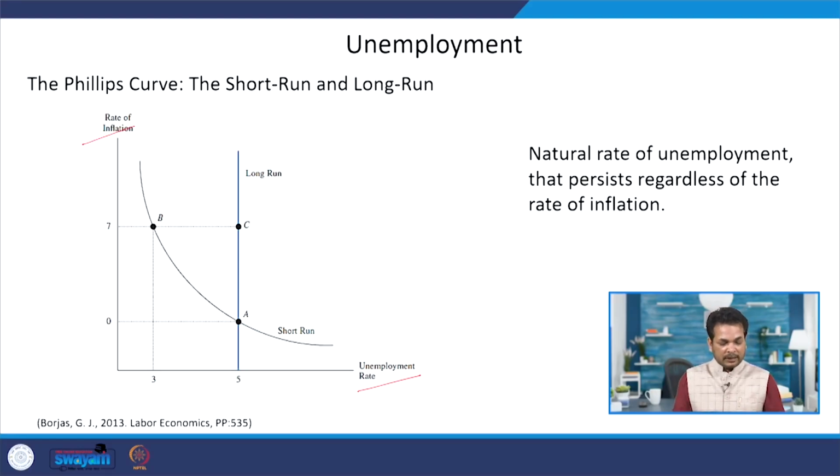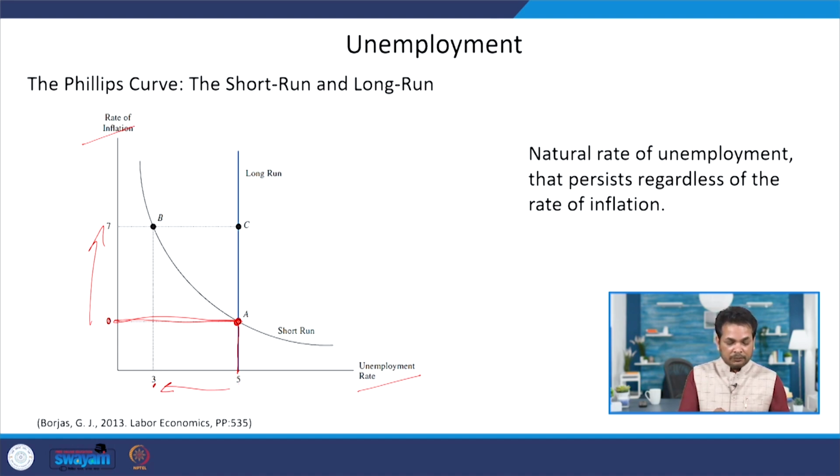We are assuming that, let us say, the economy is at a 5% unemployment rate, in a non-inflationary situation, and the economy is operating at point A, where the inflation is 0. Now, because of some kind of policy intervention, let us say a monetary policy which increases the money supply in the economy, the inflation has gone up to 7%, and because of this expansionary monetary policy the unemployment has reduced from 5 to 3%.